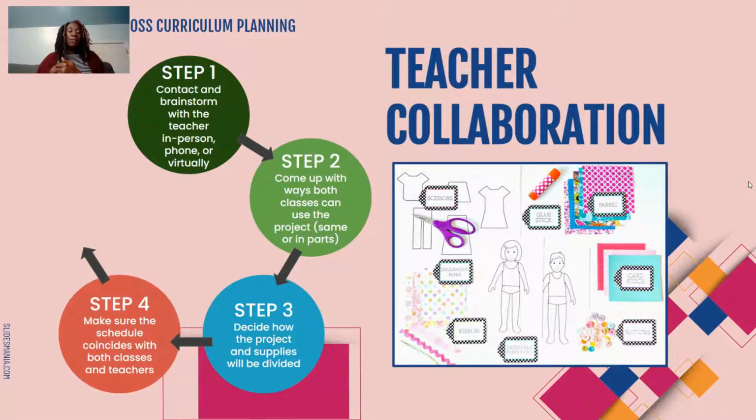The fourth step is to come up with a schedule that coincides with both classes and both teachers, you and the other teacher. So you will get together and figure out what blocks or periods you're going to teach the class, what days, what weeks, how long is it going to be, things like that. How comprehensive will the lesson be? Is it going to be a simple lesson? So is your class going to do it for 3 days and that teacher's class do it for 3 days? Or are they going to do it together in one classroom? So those are the things that you're going to schedule with the other teacher.